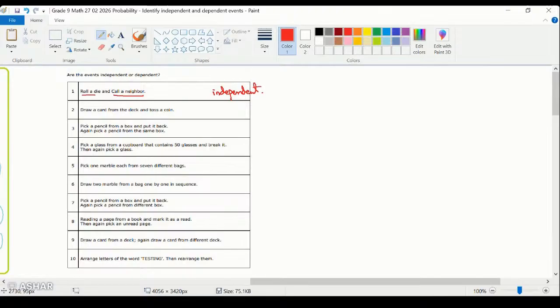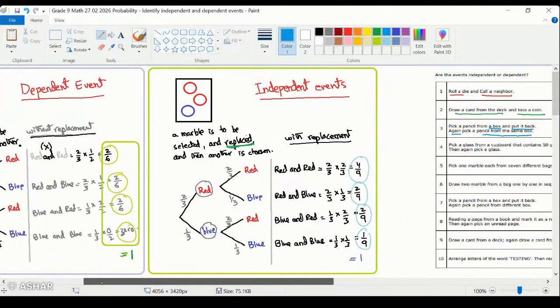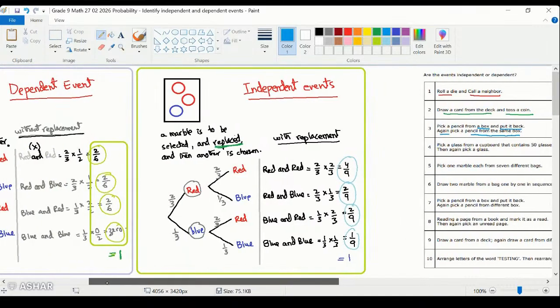Okay. Draw a card from a deck and toss a coin. They are still independent events. Okay. Pick a pencil from a box, put it back again, and pick another pencil, right? We saw over here with replacement. Okay.